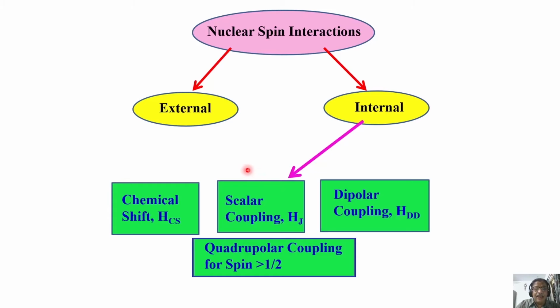Again, I have written four types of interactions. One is the chemical shift. Most important interaction. We will go and understand all these things in detail. Today, in fact, we especially discussed a lot about chemical shifts. This comes because of the chemical environment, the electronic charge distribution at the site of a given nucleus. That is one type of internal interaction.